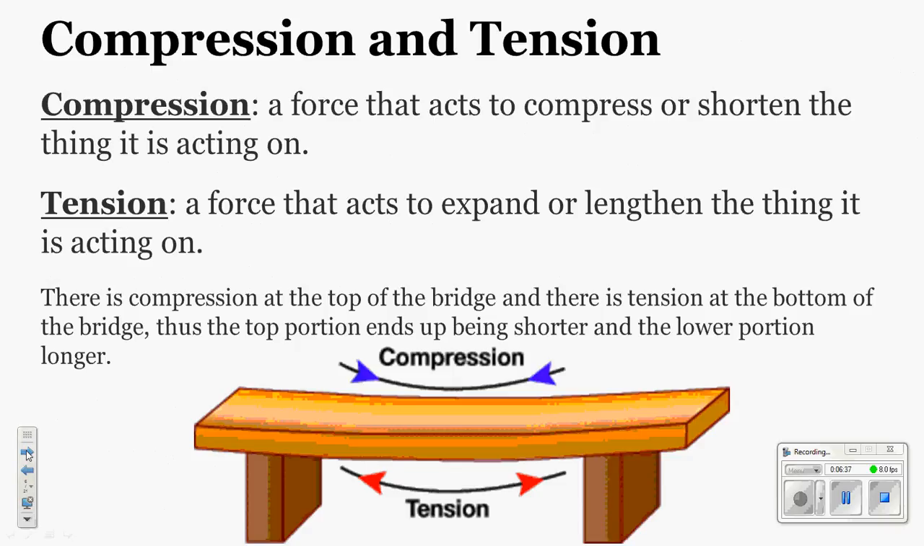So compression and tension. Here are two definitions that you're going to need to write down. Compression is a force that acts to compress or shorten the thing it is acting on. Tension is a force that acts to expand or lengthen the thing it's acting on. There is compression at the top of the bridge and there is tension at the bottom of the bridge. Thus the top portion extends up, being shorter, it's compressing together, and the lower portion then is longer. The tension is being created by the supports here, and it's kind of pulling them out.